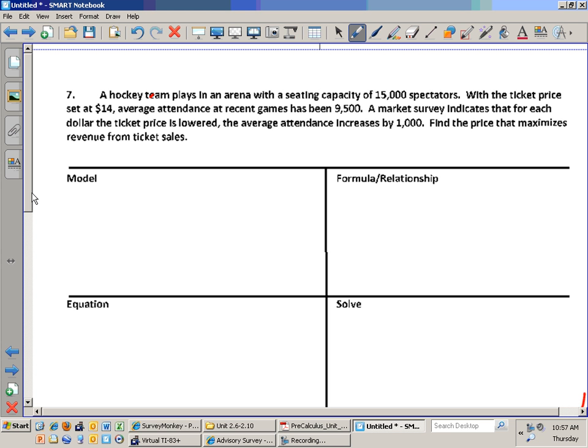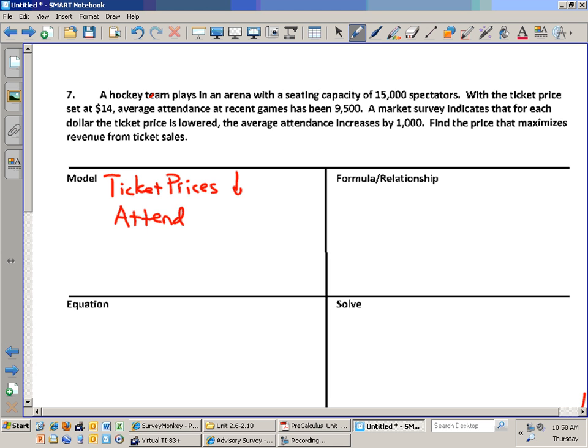It's hard to draw this, but basically we could maybe write this as a model. As ticket price goes down, what goes up? Attendance. It goes up by how much? By 1,000, as the ticket price is lowered by a dollar. So, you know, that doesn't necessarily give us a picture, but it does help us understand more critically what's actually going on.